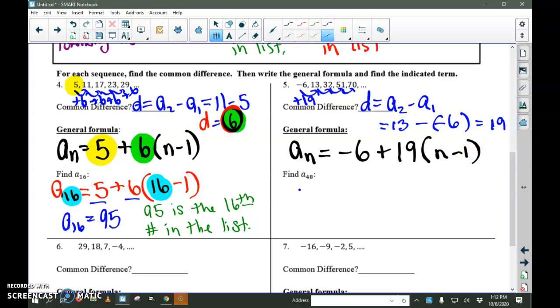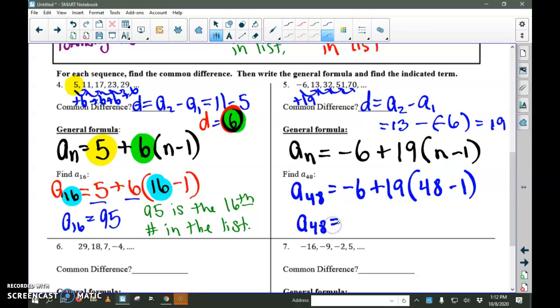And now I'm going to evaluate a sub 48. That's negative 6 plus 19. In place of n, I'm going to write 48. That was the number in my subscript. And again, I'm going to type this in my calculator exactly the way I see it. And when I type that in exactly the way I see it, I get 887. The 48th number in my list is 887.